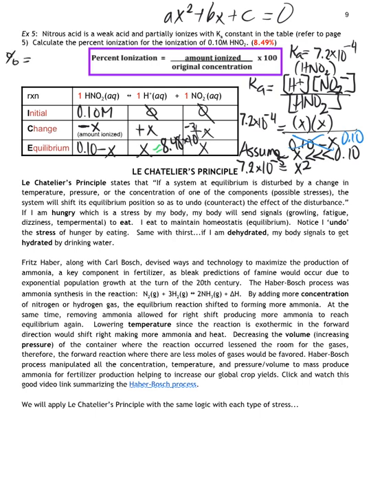So percentage equals, you're taking 8.48 times 10 to the negative third, and you're going to divide it by 0.1 and then times it by 100, and that will give you your answer, which is 8.49%.